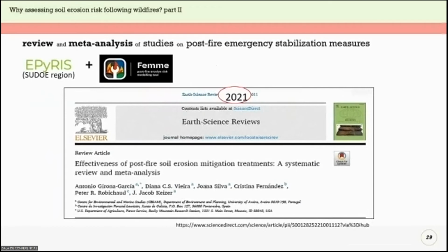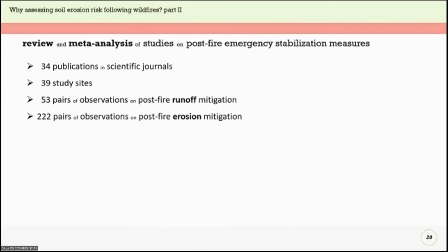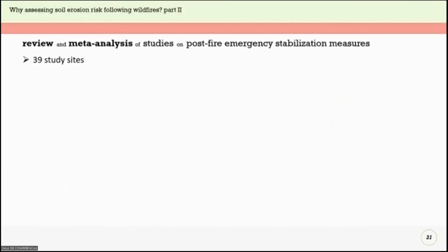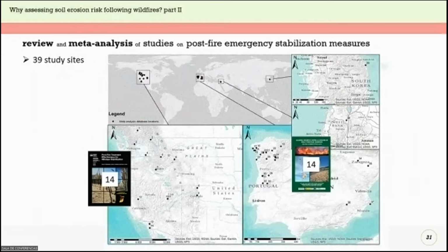We recently did a review and a quantitative assessment of how effective those different treatments are all over the world. We did this together with people also from the United States and of course with Christina. 34 publications in journals, 39 study sites, much more data on erosion than on runoff. Runoff measurements are very difficult and always based on a comparison between doing something and not doing something. If you look at the study sites of the studies done in this field of erosion mitigation, you can see lots of work is done in the western United States, lots of work in Galicia, and some work in Portugal, like I also showed on the previous map.